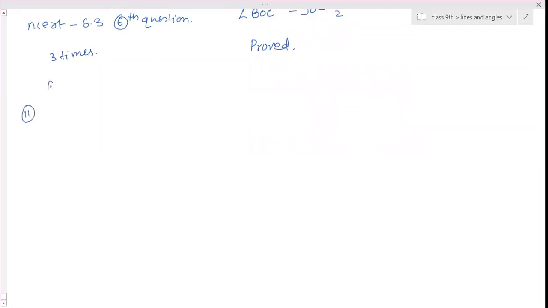Same proving, ma'am? No. This is different. RS Agarwal, chapter 8 exercise, 11th question. Only one exercise it has. 11th question: if one angle of the triangle is equal to the sum of the other two angles, show that the triangle is right angled. Should we write the question?